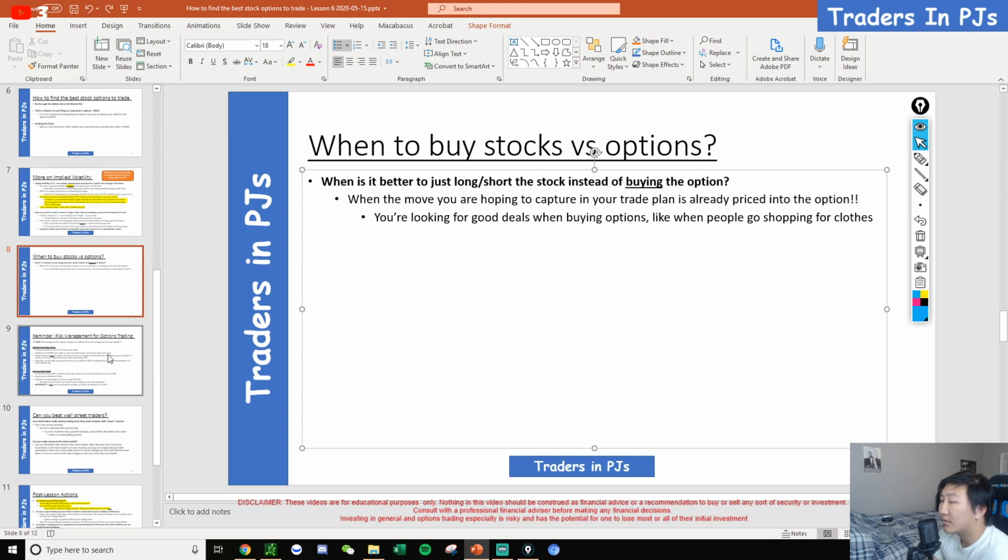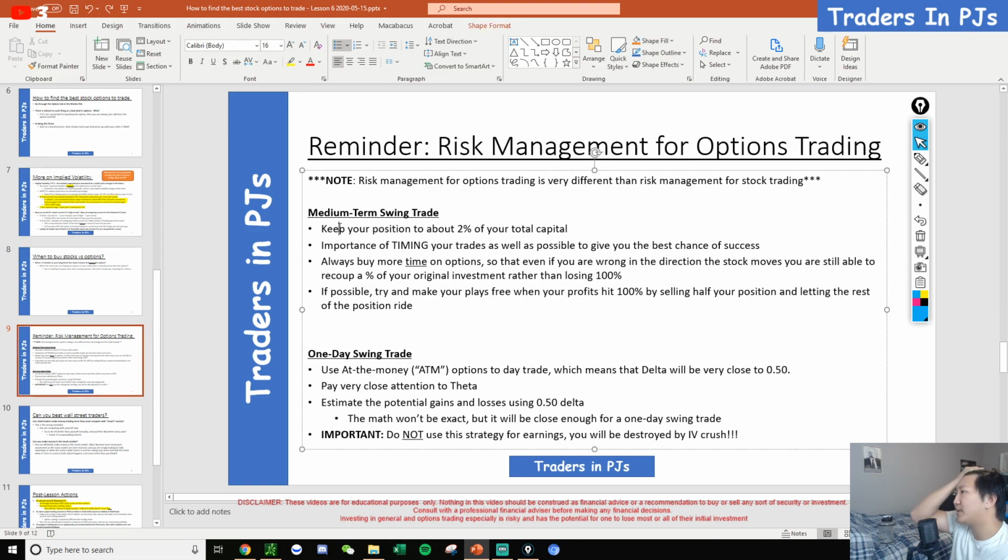You're looking for deals. Okay, so risk management. I just want to quickly show this slide again. Remember, it's very risky to trade options if you don't understand them. It's way riskier than trading stocks. Keep your positions to 2% of your total capital for now. Like I said, you can maybe buy more time so you don't lose your full option price, but it's still risky. So you've got to be very confident and understand options very well.